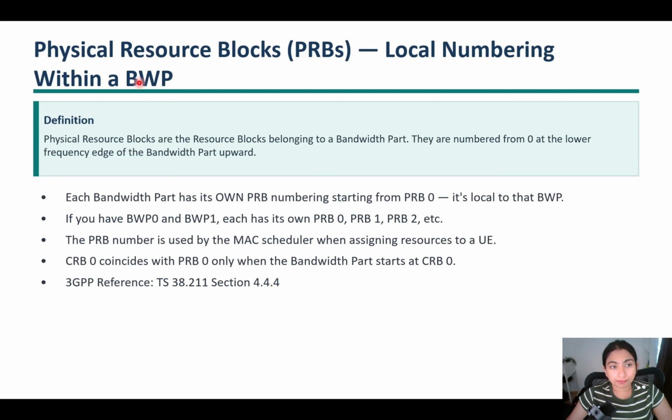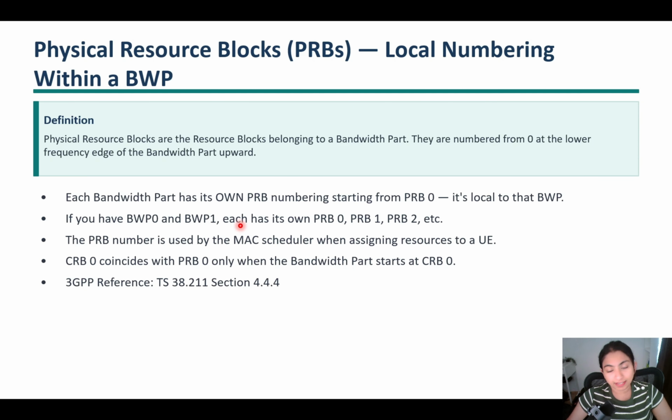Now, let us look at physical resource blocks. Physical resource blocks, or PRBs, are simply the resource blocks within a bandwidth part. They are renumbered starting from 0 at the lowest frequency edge of that bandwidth part. The key here is local. The PRB numbering belongs to that specific bandwidth part and it does not belong to the carrier.